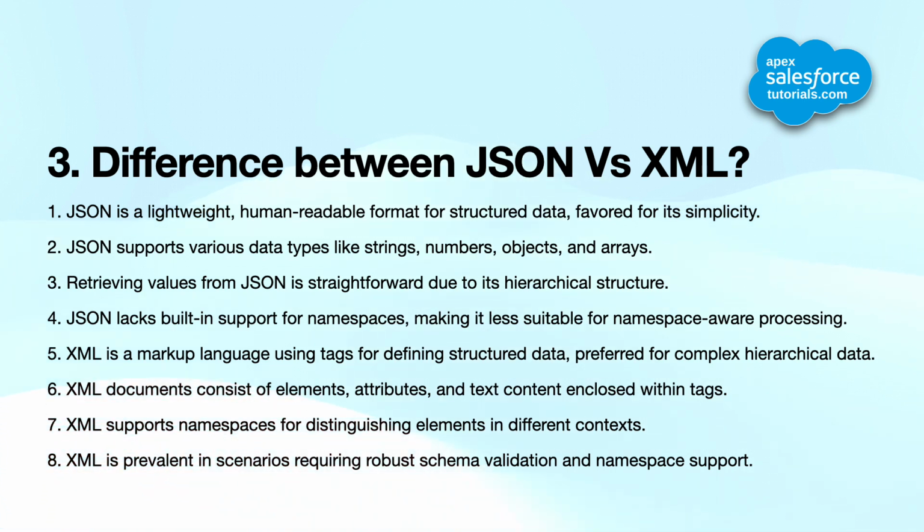In summary, JSON and XML are both widely used formats for representing structured data, each with its own strengths and weaknesses. JSON is favored for its simplicity, ease of use, and compatibility with modern web technologies, while XML remains prevalent in scenarios requiring robust schema validation and namespace support.